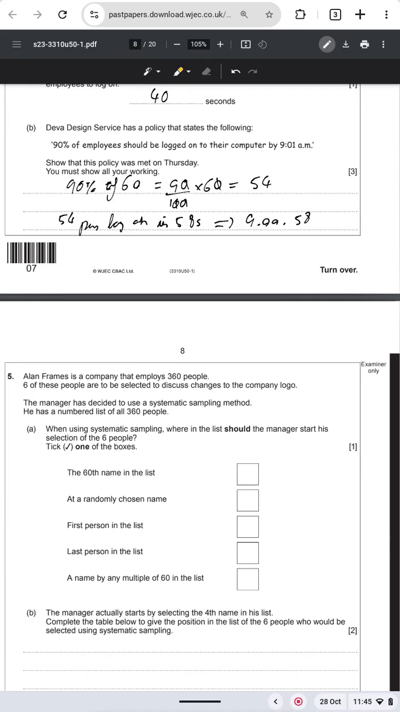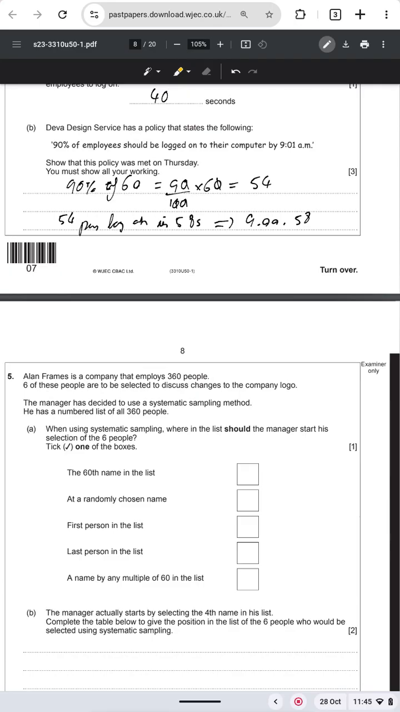Alan Frames is a company that employs 360 people. 6 of these people were to be selected to discuss the changes to the company logo. The manager has decided to use a systematic sampling method. He has a numbered list of the 360 people.